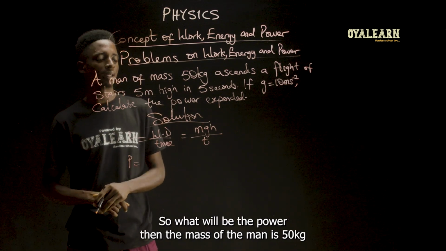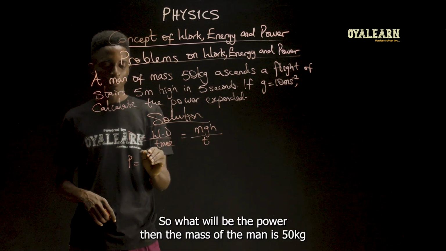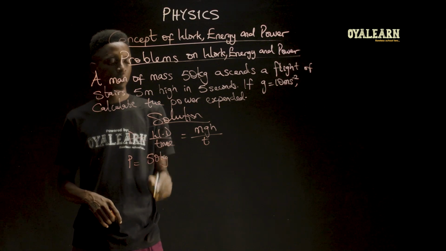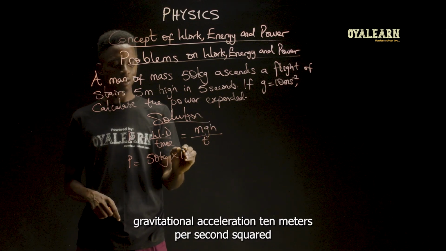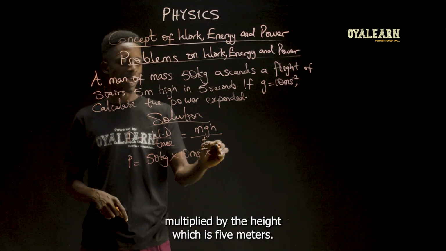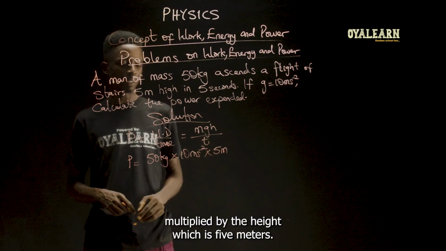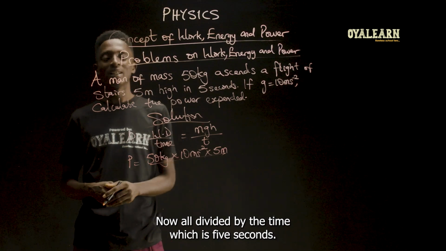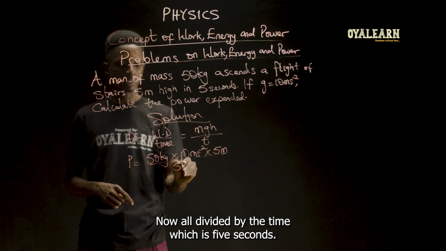So what will be the power then? The mass of the man is 50 kilograms multiplied by gravitational acceleration 10 meters per second squared multiplied by the height, which is 5 meters. Now all divided by the time, which is 5 seconds.